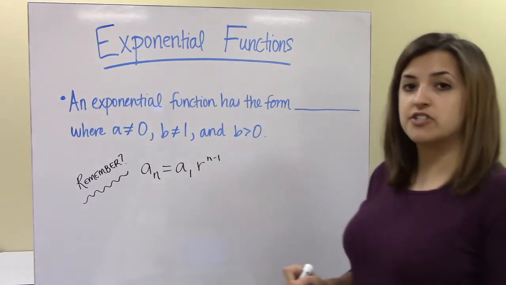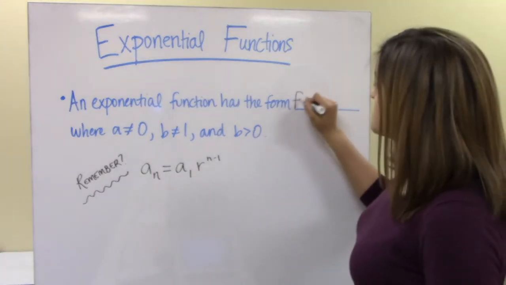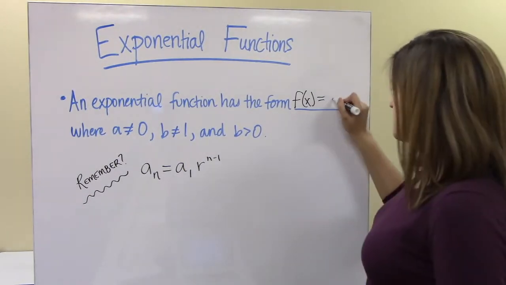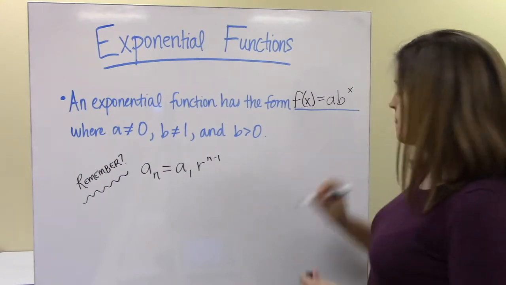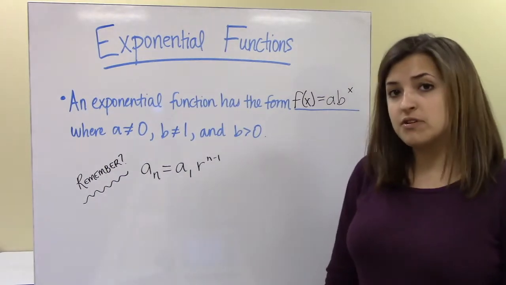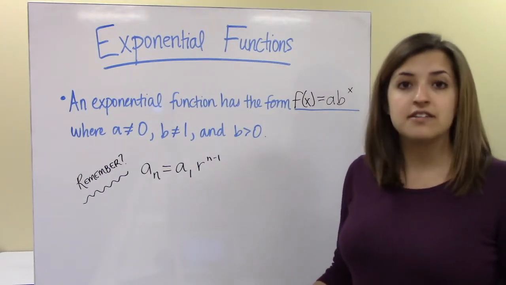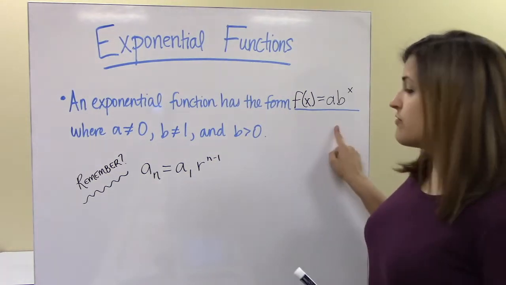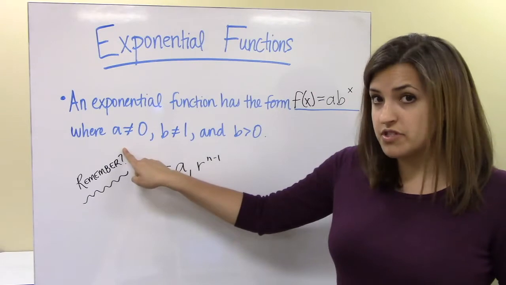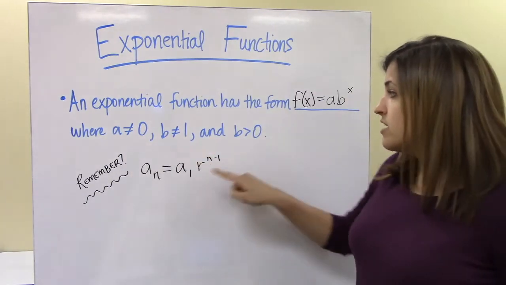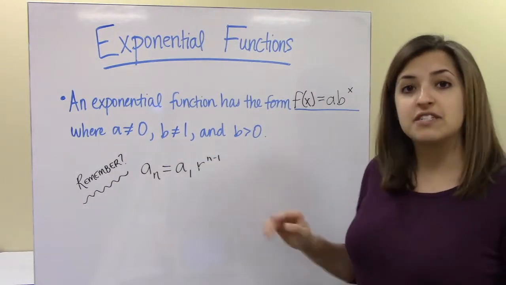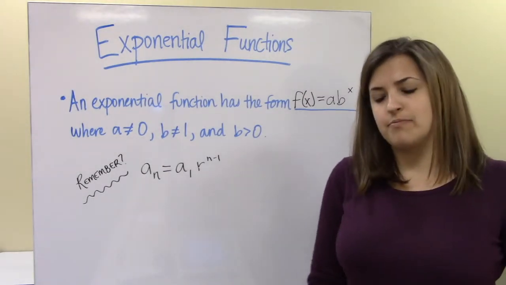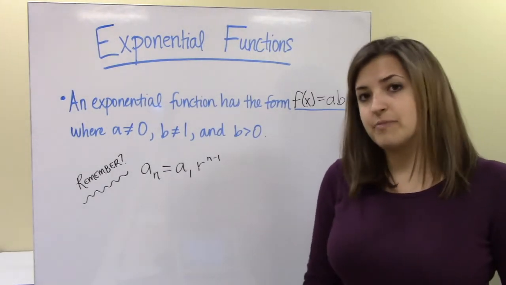An exponential function has the form f of x equals a times b to the x, where a and b are numbers that don't change, and x is some variable that we can plug numbers in for. So in this form, a does not equal 0, b cannot equal 1, and b has to be greater than 0. So let's think back to our previous lesson on geometric sequences.